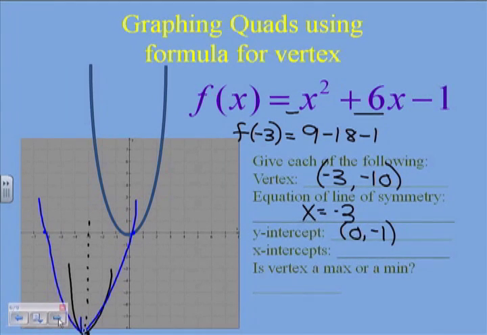So I have 2 x-intercepts. They are -3 plus or minus the square root of 10, comma 0. And since I don't have a lot of space, I'll just write them together.